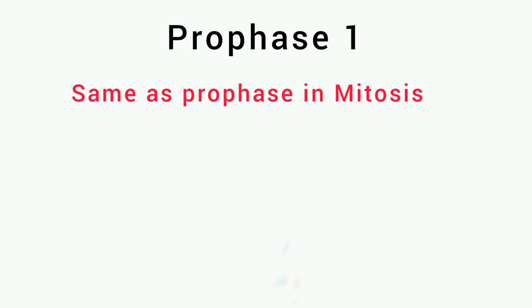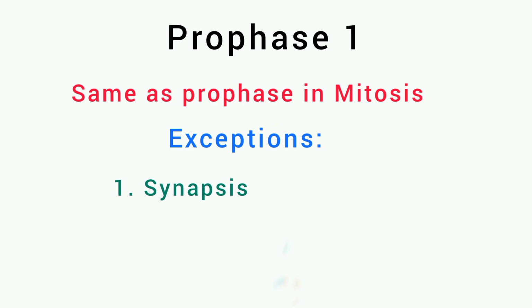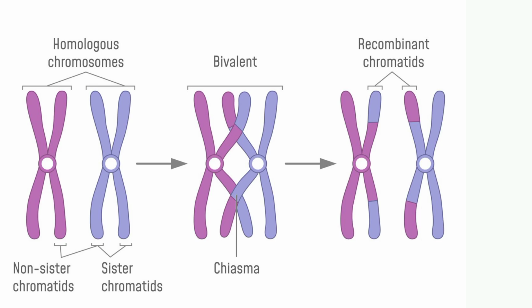Okay, so let's look at prophase 1. Prophase 1 is similar to prophase in mitosis, but there are some exceptions you need to take note of. Number one is synapsis, and the second exception is crossing over. Okay, so the next image is going to explain these two phenomena. What is synapsis? What is crossing over in prophase 1 of meiosis? When we say synapsis, it basically means that two homologous chromosomes are going to lie side by side. Homologous chromosomes are a pair of chromosomes that look alike.